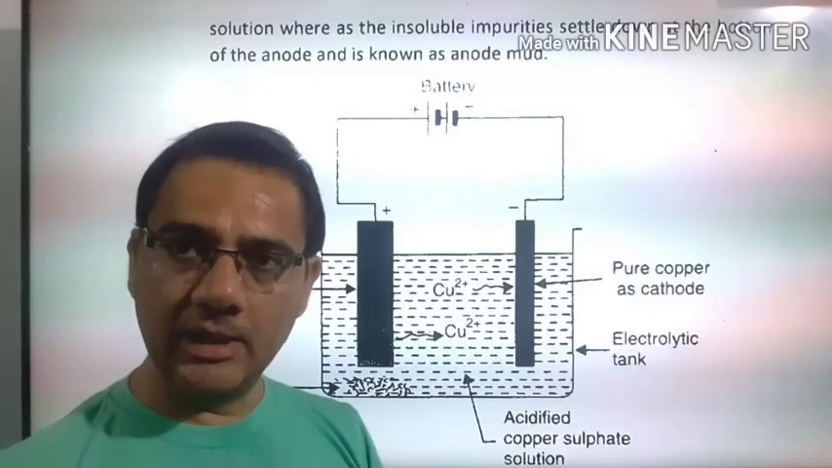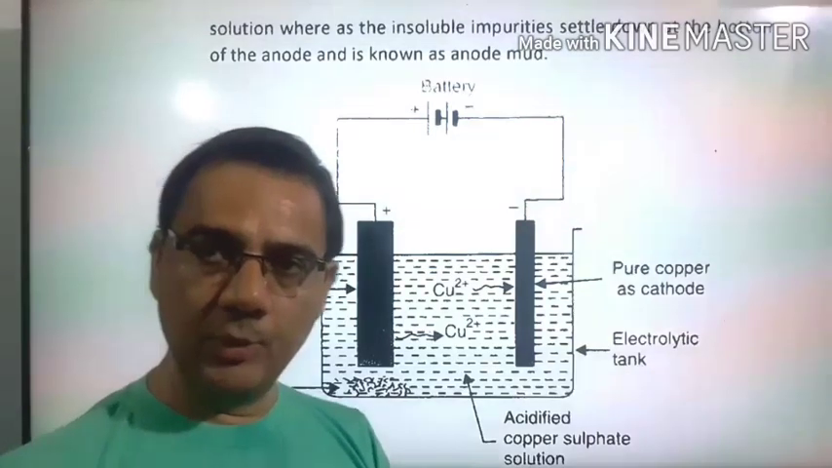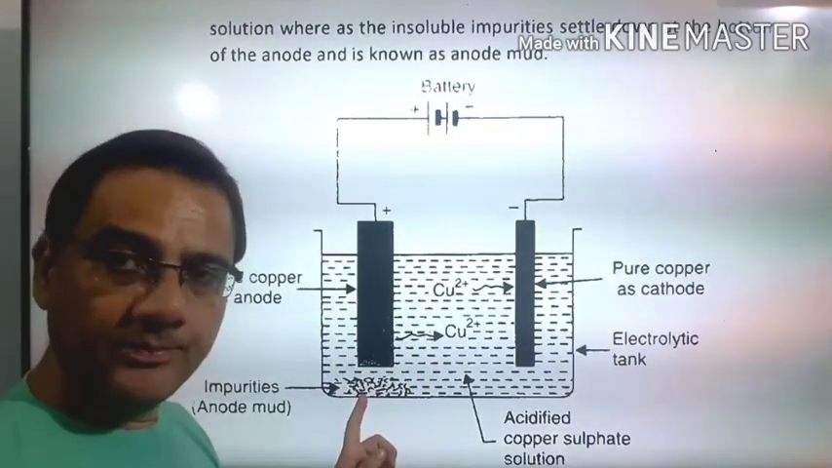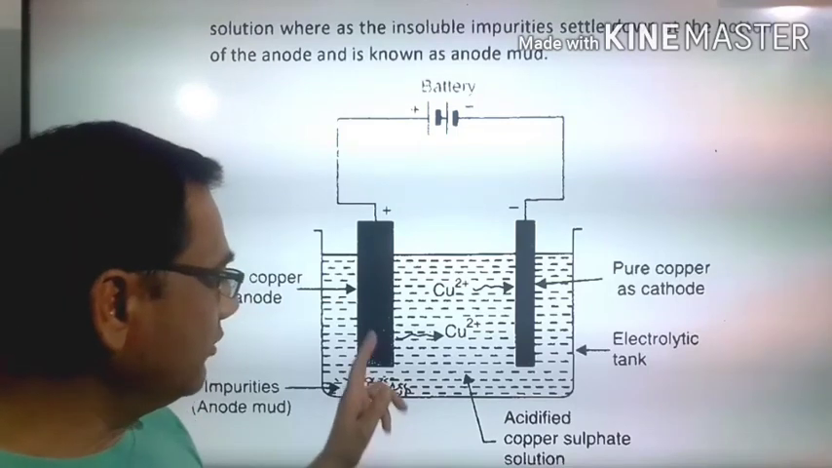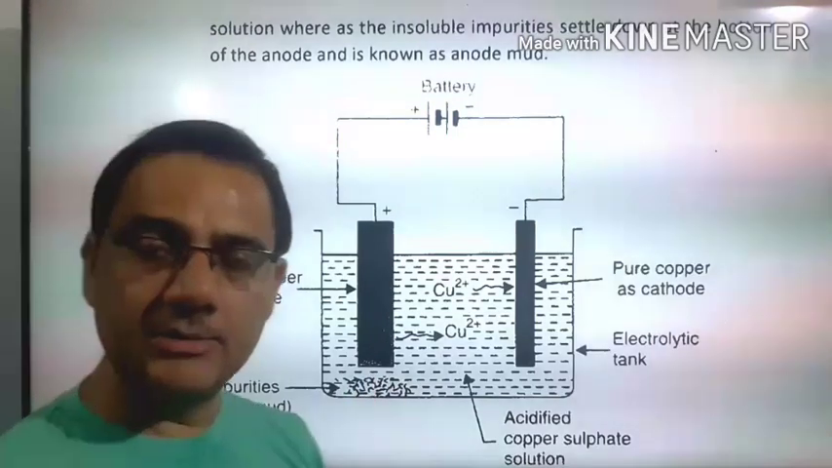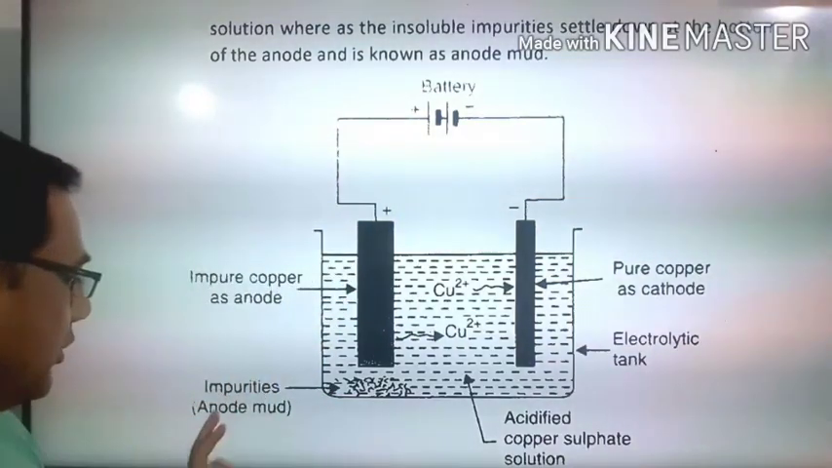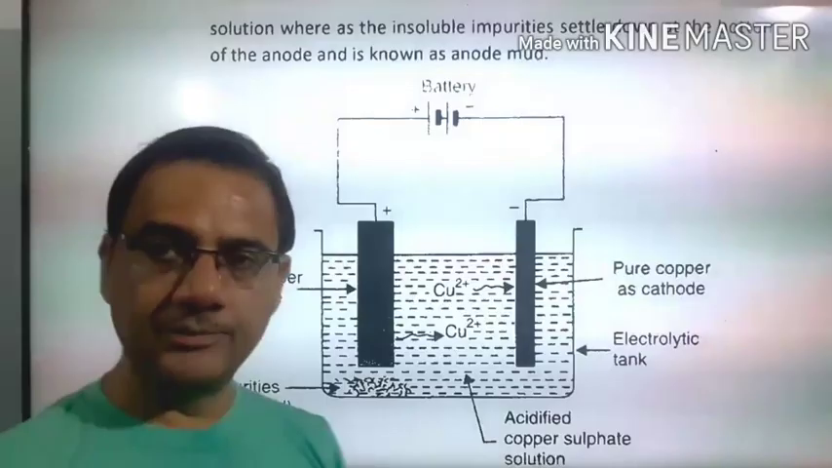Disintegrate मतलब धीरे धीरे गल जाता है, कॉपर खत्म हो जाता है, और जो impurities होती हैं they fall down at the bottom. And since it is falling down at the bottom of the anode, it is called anode mud. So you have written here impurities as anode mud.